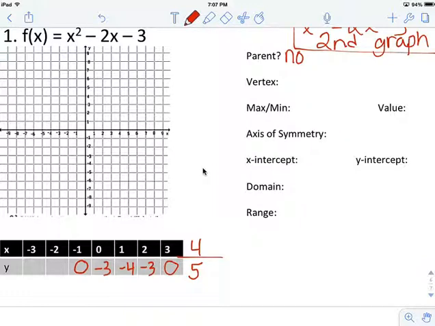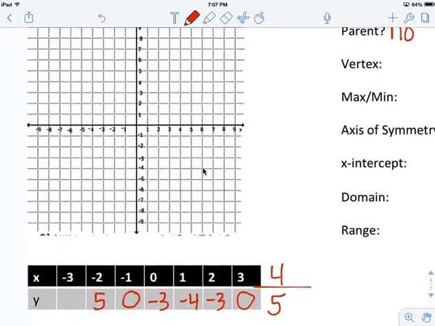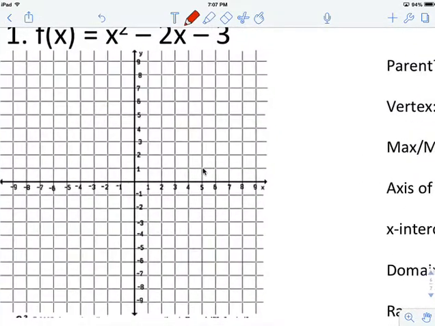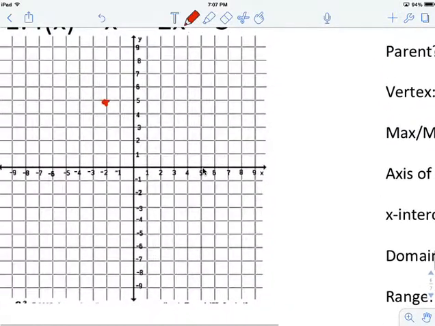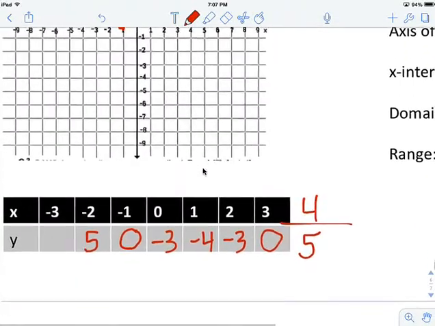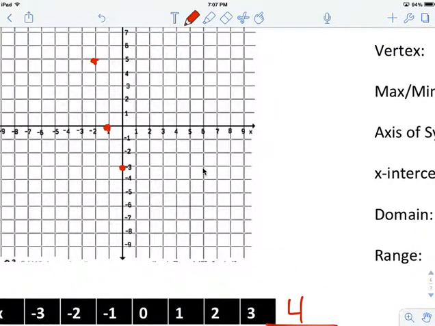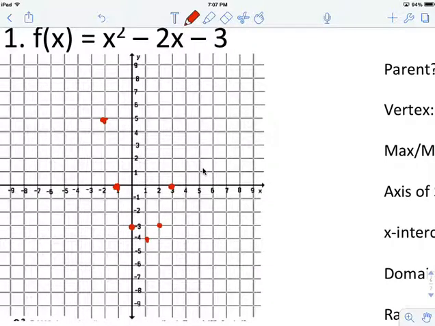Same thing with the other way. If I plug in -2, I am going to get 5. So let's plot these points. We have -2, 5. We have -1, 0. We have 0, -3. 1, -4. 2, -3. 3, 0. And 4, 5.